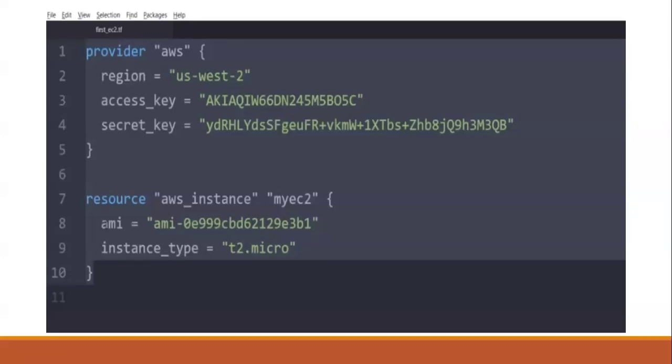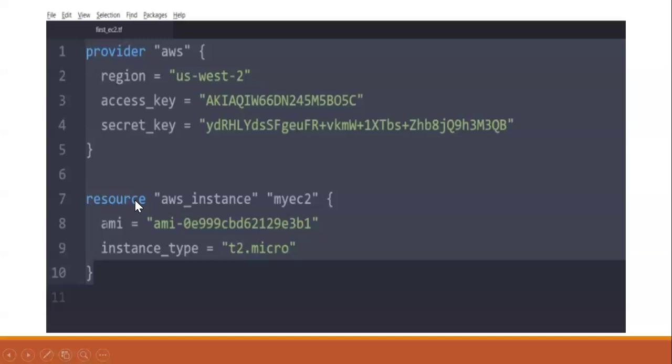The provider could be AWS, Azure, GCP, Oracle, IBM, or whatever the cloud is. The region is the place where you want to build the infra. How can you authenticate with AWS, Azure or GCP? You can authenticate with the AWS access key and secret key. We need an access key and secret key.